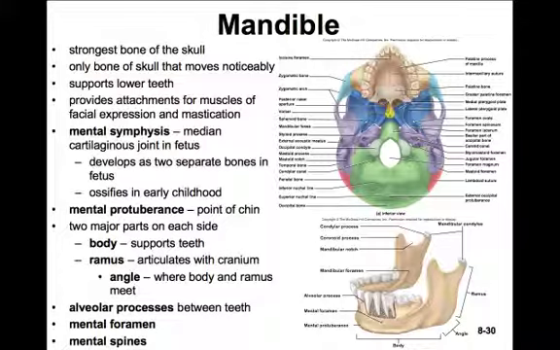The inner surface of the body is marked by shallow depressions and ridges that accommodate the muscles and the salivary glands. In the region of the mental protuberance on the inner surface, there's a pair of small points that are called the mental spines. You can't see them in this view.